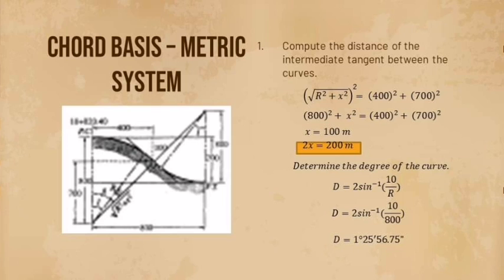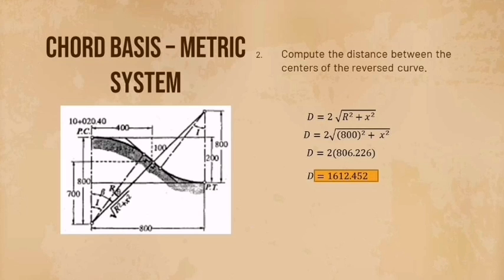1,455.944. So we are now in the chord basis metric system. So dito po sa part na to is degree lang po ulit ang mababago, which is the D is equals to 2 sin negative 1 is 10 over R. So after substituting it to the radius, which is the 800, we will get the answer of 1 degree 25 minutes 56 and 75 seconds.